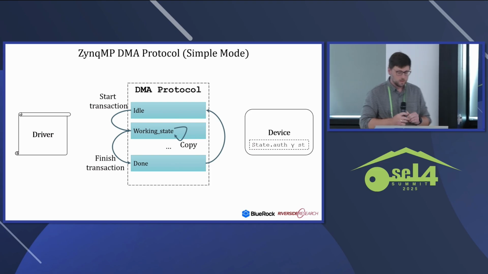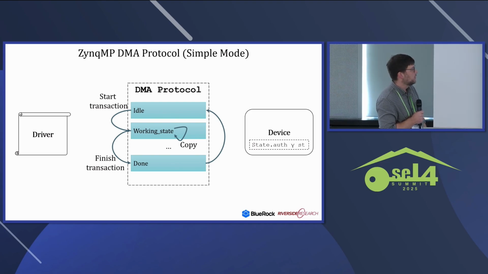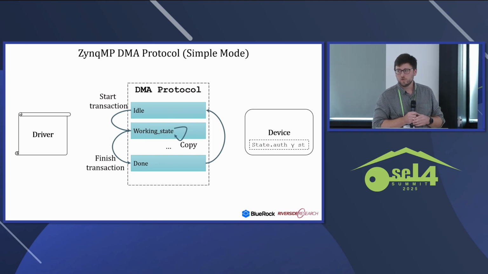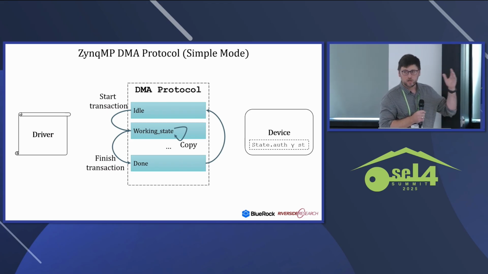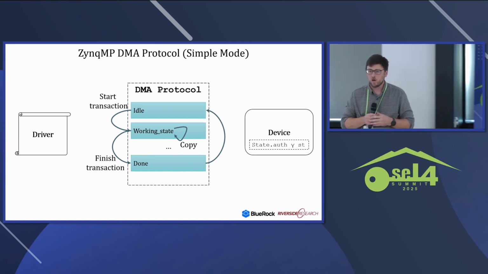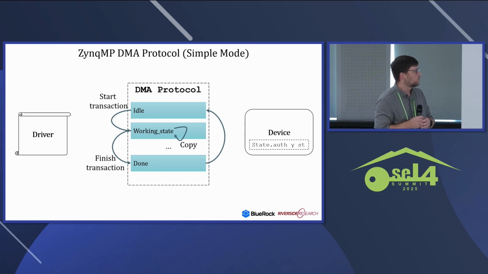So here's an example picture of the DMA protocol for our ZCU102 DMA device driver. There's essentially three states: an idle state, a working state, and a done transaction state. And this is a simple mode driver, so it doesn't use scatter-gather buffers, so it's a little bit simpler in that case. Essentially, when the driver wants to start a transaction, it's going to move the device from the idle state to the working state. The working state is going to contain all the resources necessary for the device to perform a memory copy. Then the device is going to finish the transaction, interrupt the driver and say it's done, and then the driver will move the device back to the idle state.